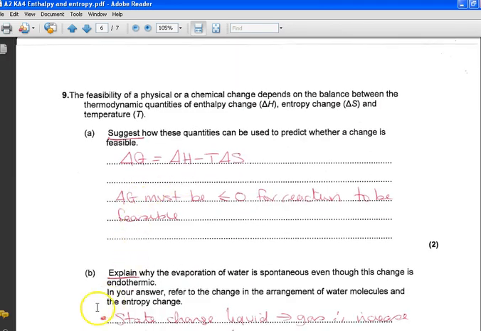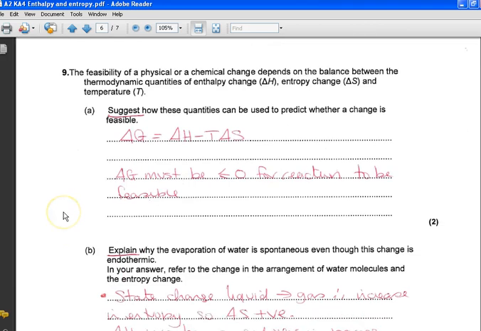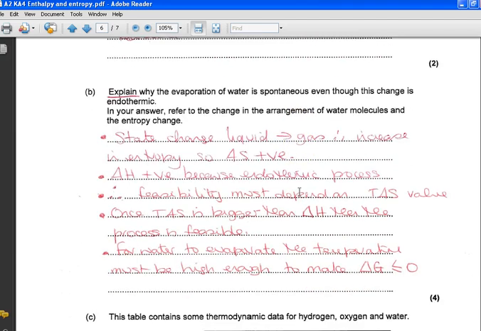Question 9 suggests how the quantities of delta H, delta S and T can be used to predict whether a change is feasible. All you're doing really is giving the equation and saying that as long as delta G is 0 or less than 0, then the reaction will be feasible. Part B: explain why the evaporation of water is spontaneous even though it is endothermic.